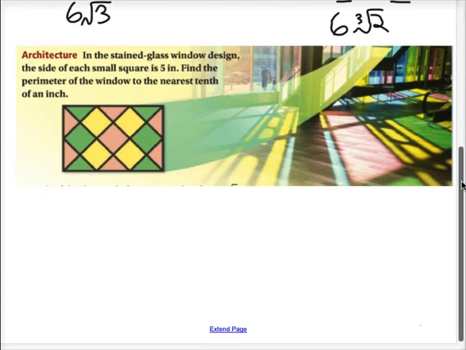All right, so let's wrap up with our word problem. So, an architecture problem. In the stained glass window design, the side of each small square is 5 inches. Find the perimeter of the window to the nearest tenth of an inch. All right, so every square has a side length of 5. So that means when I'm looking at this chunk here, if each side length of the square is 5, that means both of those are 5.